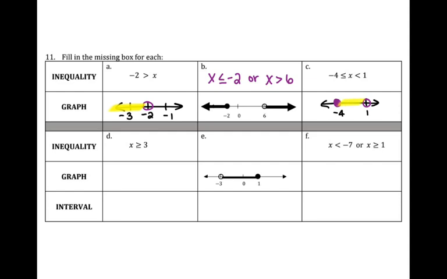Now for letter D, I am missing 2 pieces of information. I am missing both the graph and the interval notation. So I'm going to start by making my graph. I'm going to put 3 in the middle, 4 and 2, closed circle at the 3 because of the or equal to, and this is saying that x is greater than or equal to 3, so all the values that are greater than 3 are going to be to the right.